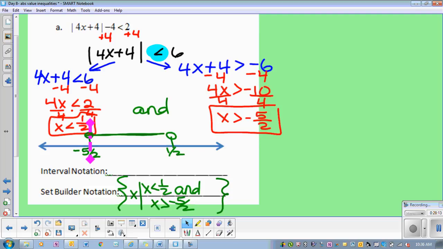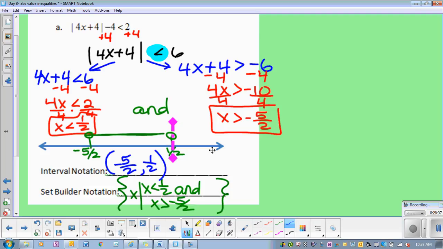Yeah, negative 5/2. What does that get? Parentheses or bracket? Good, thank you. And it goes all the way to what number? 1/2. And 1/2 also gets a parentheses because that is an open circle. And you know, this negative doesn't really look too much like a negative. Right. There. Questions about this? Okay.